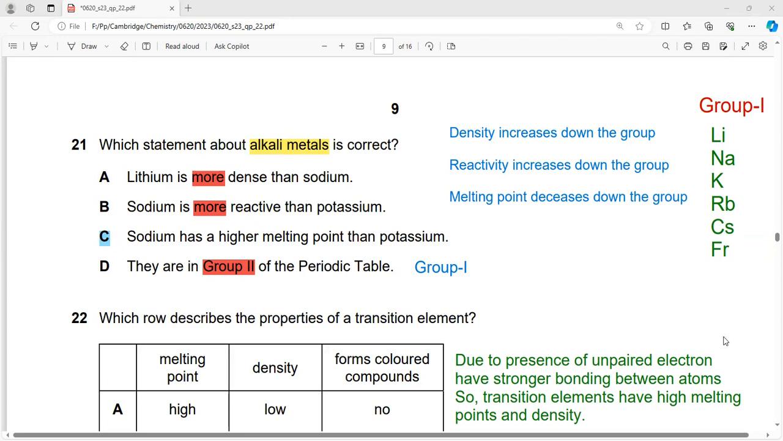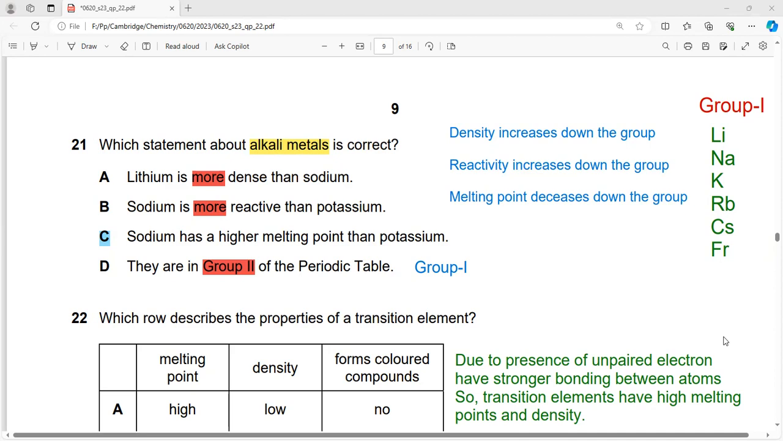What about the melting point? The melting point is decreasing down the group. Option A: lithium is more dense than sodium. We can see that the density is increasing down the group, so lithium is supposed to be less dense than sodium, because lithium comes before sodium. That's why it's the wrong statement. Sodium is more reactive? Sodium is supposed to be less reactive according to the trend.